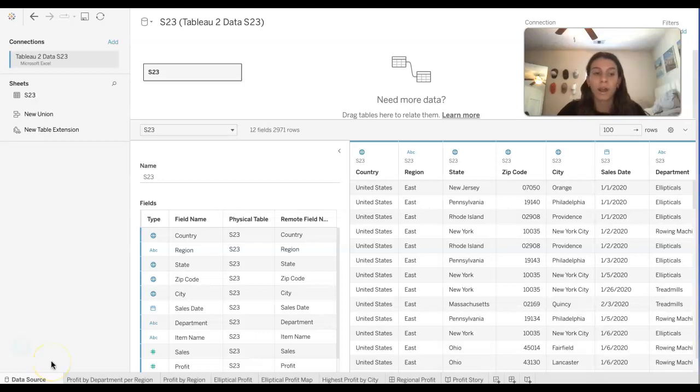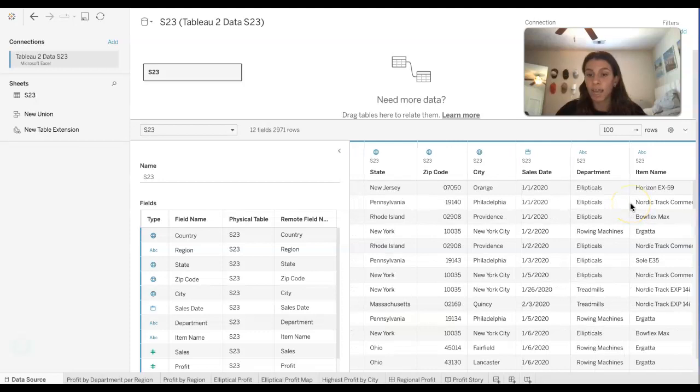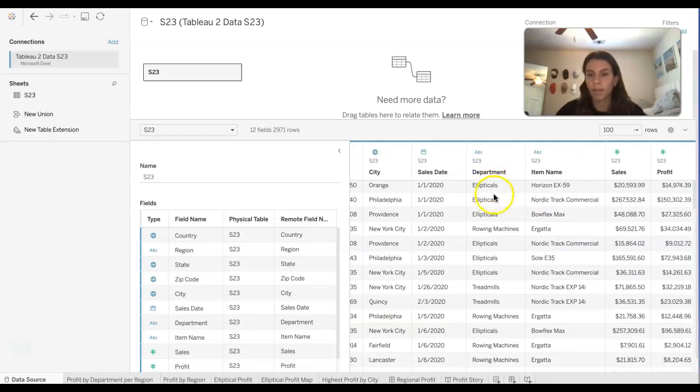I would like to start out by introducing the data set that was given to me. So just from looking at this, we see the country, which is the United States, and it's separated into two regions, being the East and the South. Each state is described, their zip code, and cities in this state. Then we see the sales data per department.